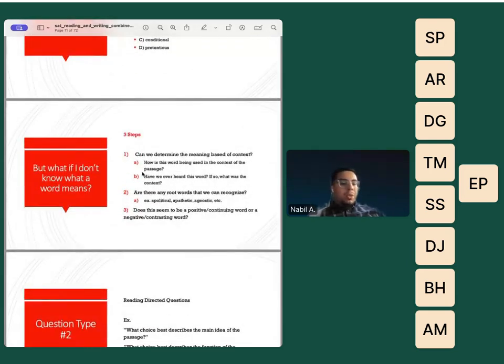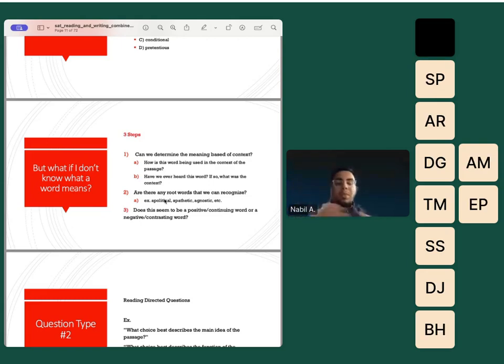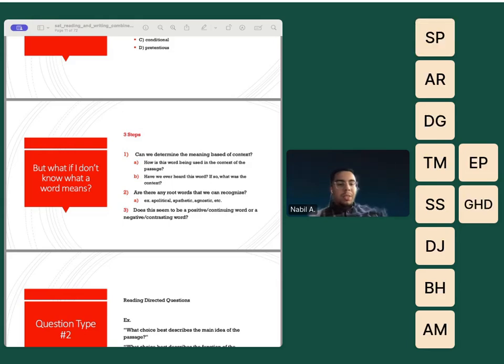So we could still continue with the strategies that we're talking about. So have you heard the word? Are there any root words that we can recognize? So here's a couple of examples with the root words. We have apolitical. Whenever I have a word that starts off with a, like apolitical, what does that typically mean? If I were to start off a word with a, what would that typically mean? Feel free to put in the chat or speak up. Whenever I have a in front of a word, what does that typically mean?